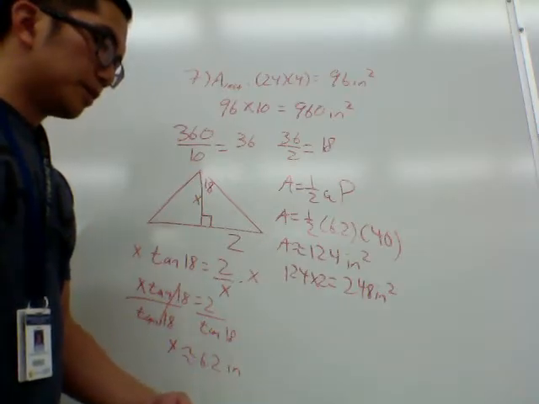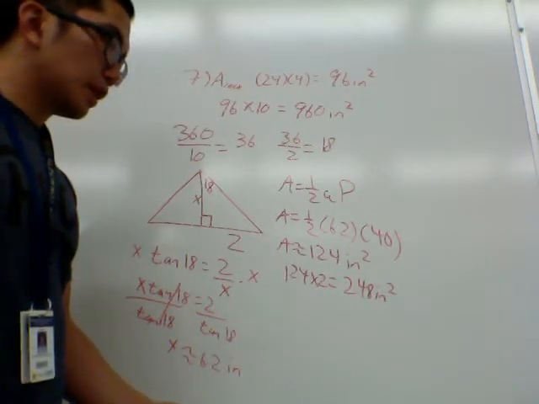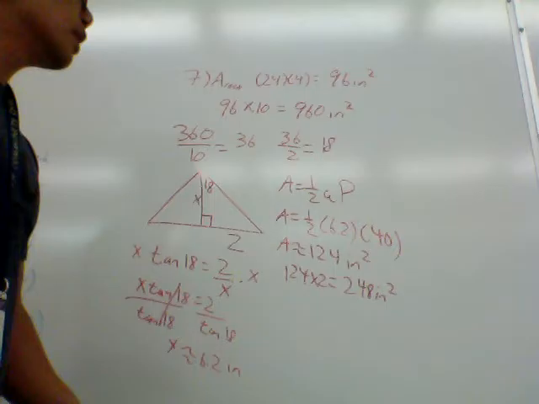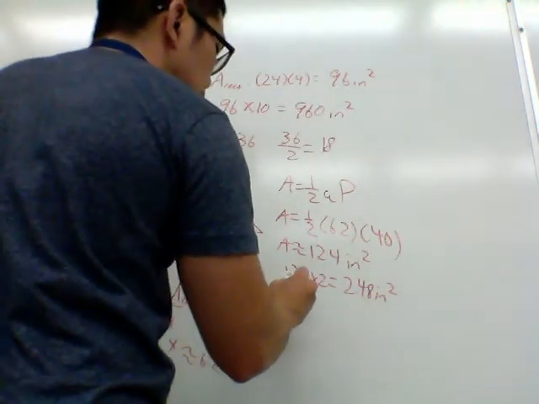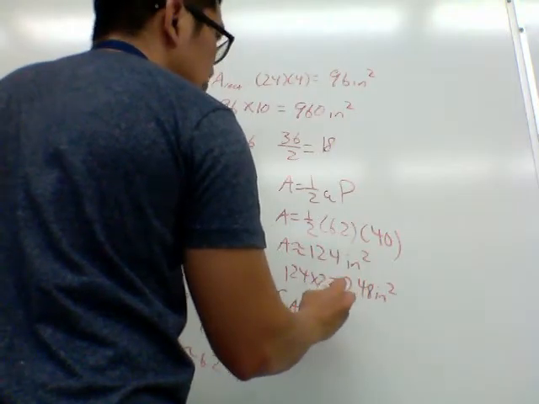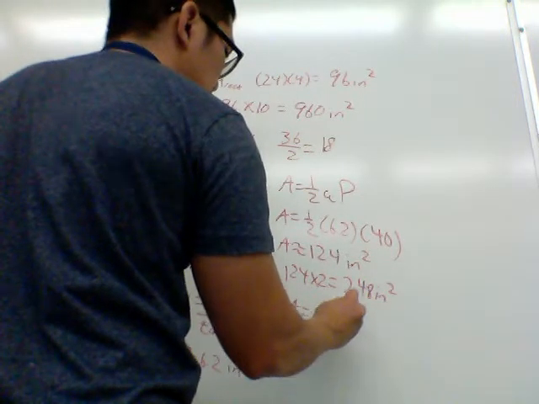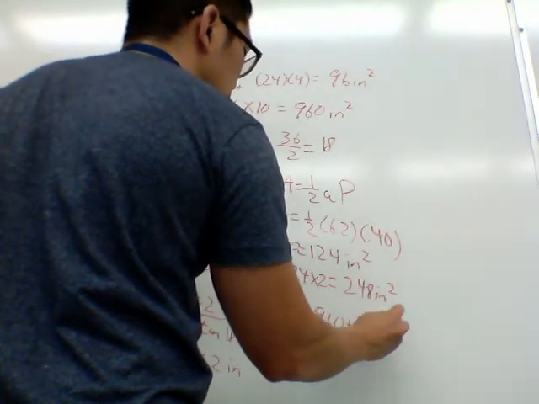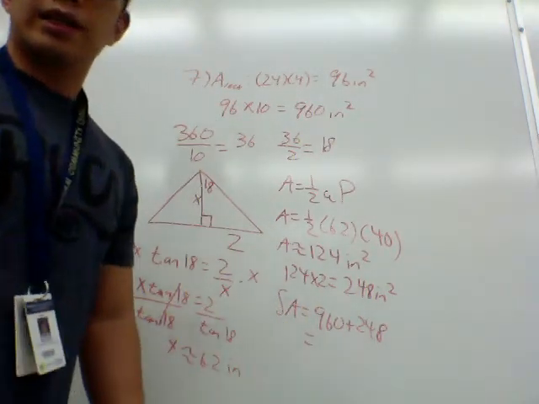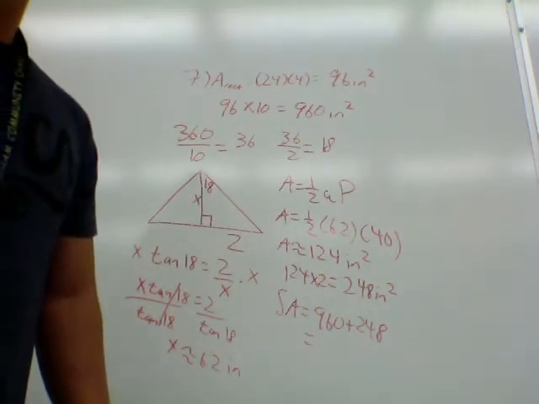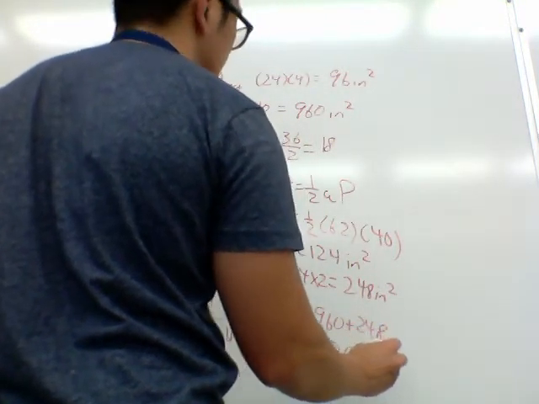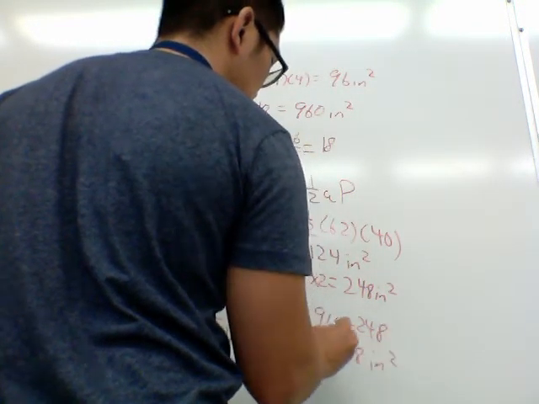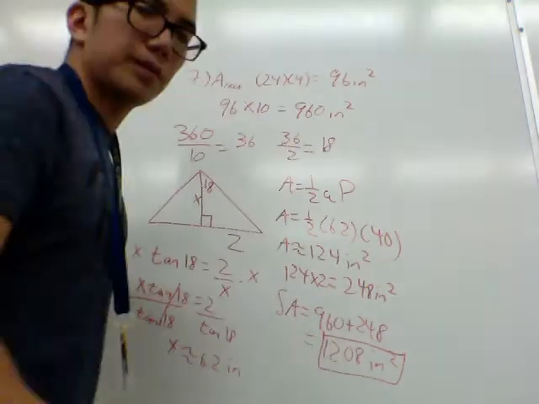Okay. So now I could find surface area, since I'm just going to add 248 to my rectangles. So surface area is equal to 960 plus 248. And so 960 plus 248 is 1,208 inches squared. So that is my surface area.